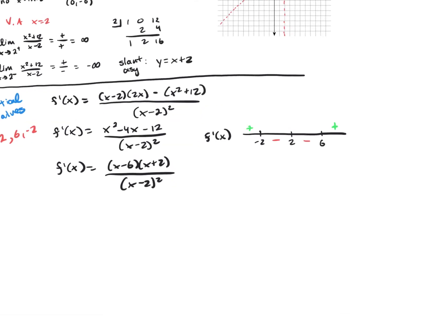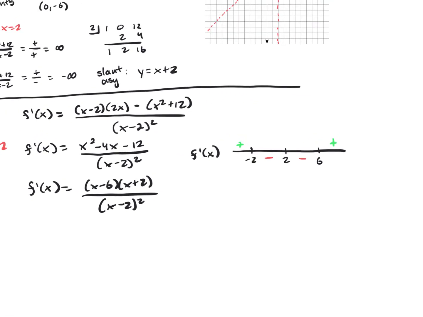So here we can use this to describe our intervals of increasing and decreasing. Our graph is increasing when our derivative is positive. So from negative infinity to negative 2, and then from 6 to infinity. And our graph is decreasing when our first derivative is negative. So that would be from negative 2 to 2, and from 2 to 6. Remember, at 2, our derivative is actually undefined, so we wouldn't include it in that interval of decreasing.